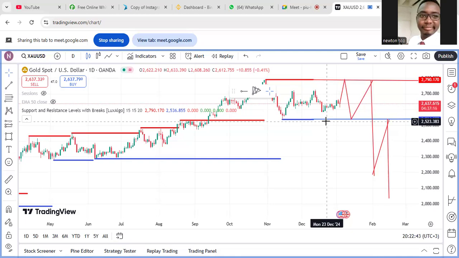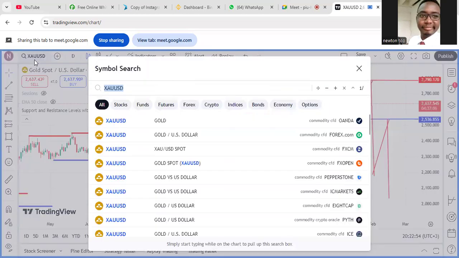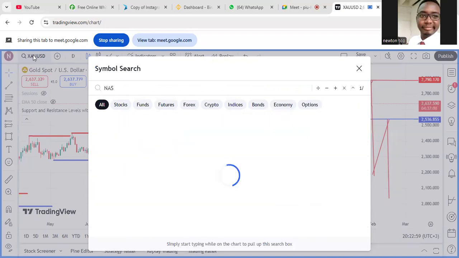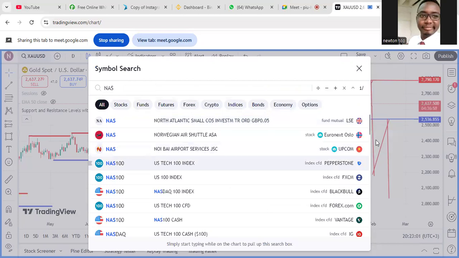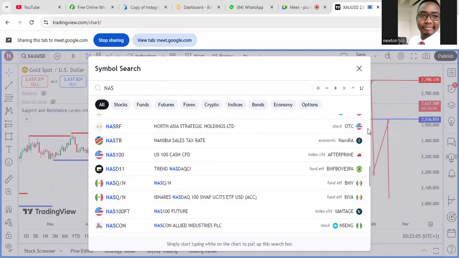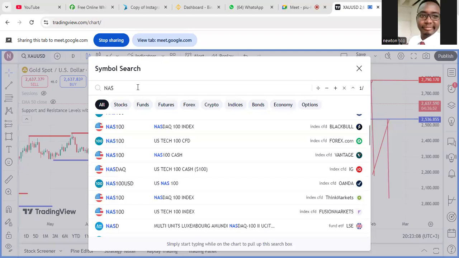Which currency can we check again? Maybe GJ? Or that one we have seen. Can we check GU? Let's check GU with this. Oh, we check Nasdaq. Okay, check Nasdaq 100.